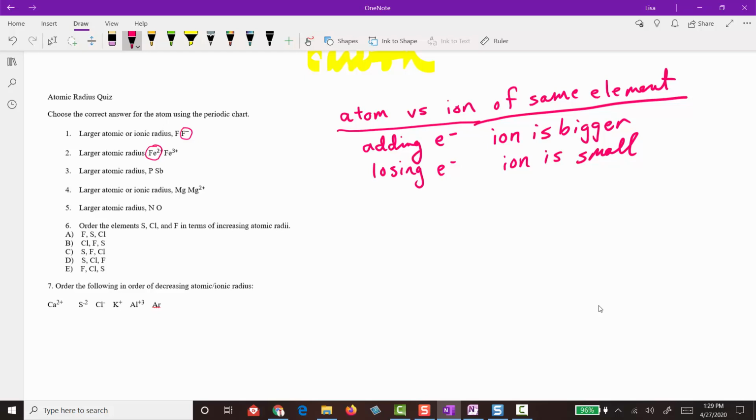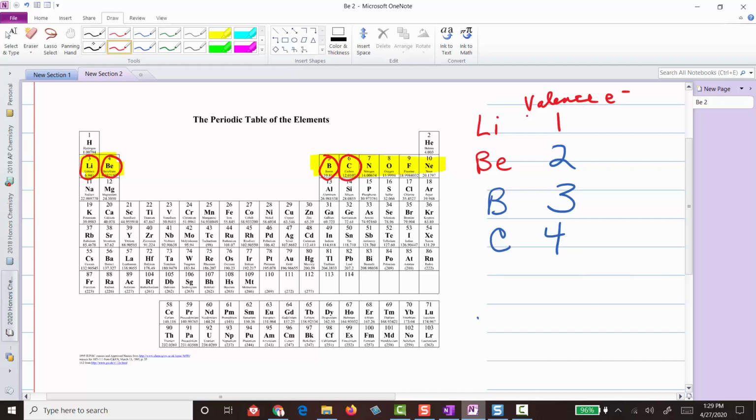And then let's go look at number 4 while we're in this zone. So here, magnesium versus magnesium ion. It lost 2 electrons, which means that the atom is bigger, or the ion is smaller. Now when we are comparing both neutral atoms, then we're going to just use the trend that we learned from where they are on the periodic table.